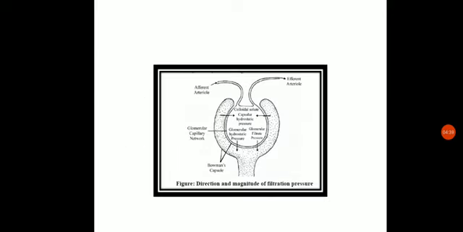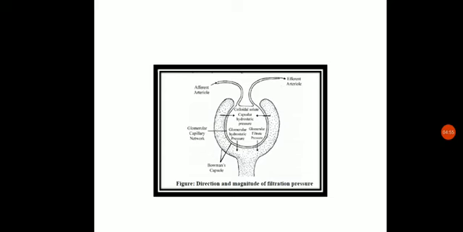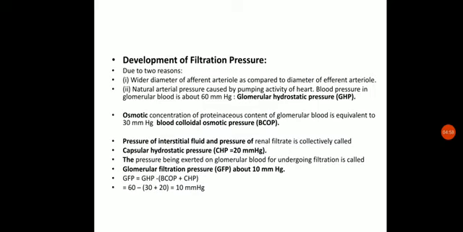Now the capillaries also have blood, and this blood has colloidal particles, mainly protein particles, the proteinaceous content, which also exerts pressure on the wall. This is called the blood colloidal osmotic pressure, BCOP. So here we have seen two pressures: the GHP, around 60 mm of Hg, which is exerted by the pumping heart, and the other one is the osmotic pressure, BCOP, the blood colloidal osmotic pressure, that is around 30 mm of Hg.